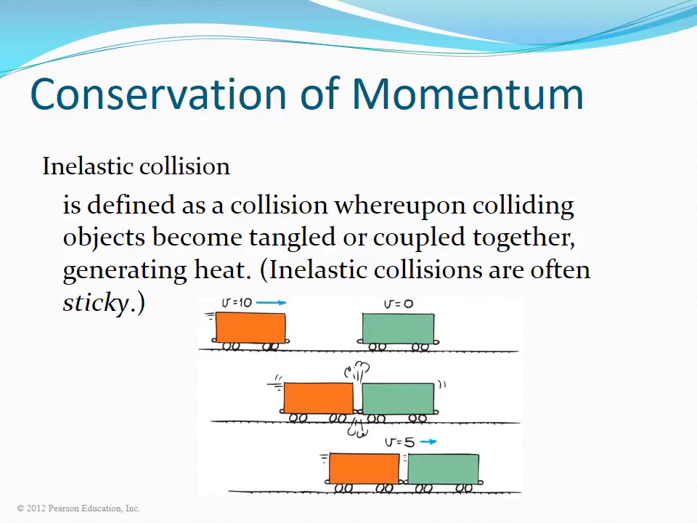An inelastic collision is defined as a collision whereupon colliding objects become tangled or coupled together, generating heat. Inelastic collisions are often sticky. In the figure, 2 identical freight cars collide. The combined freight cars move off with half the velocity.